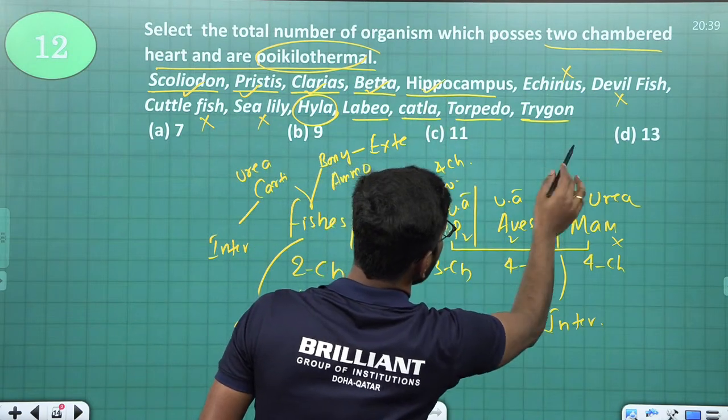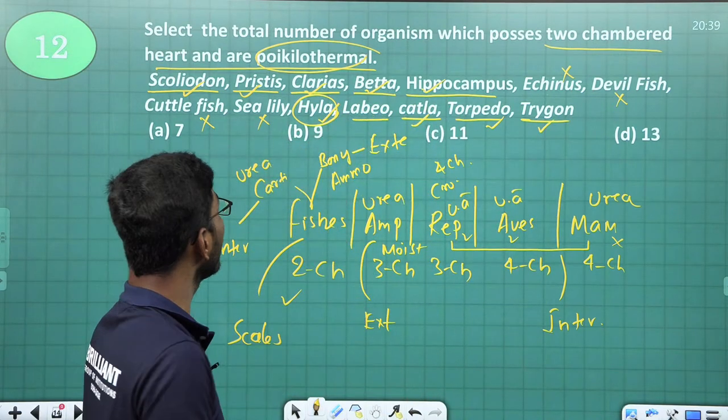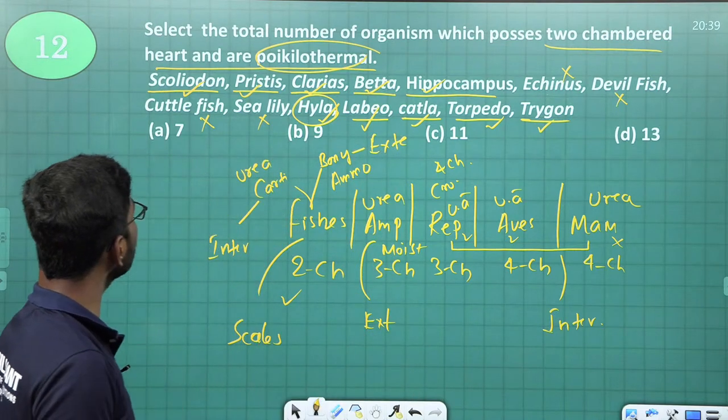1, 2, 3, 4, 5, right? 6, 7, 8, 9. 9 are there. Yes or no, beta? 9. This is a 10, right? Labeo rohita also, right?